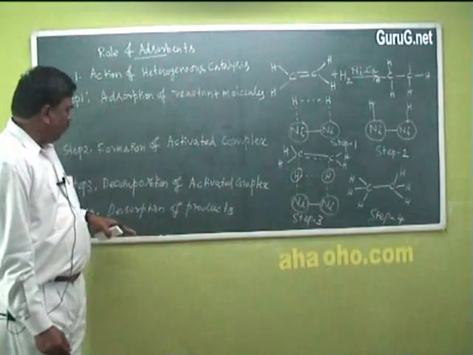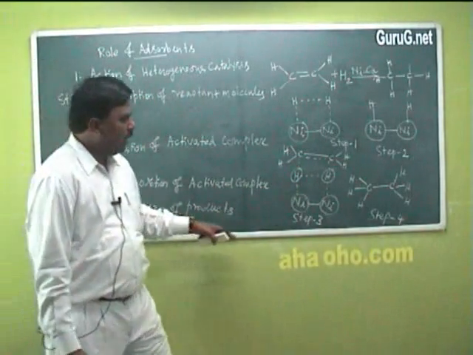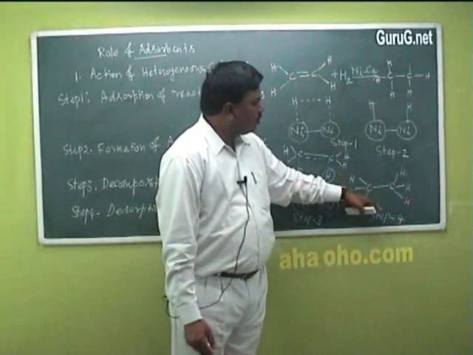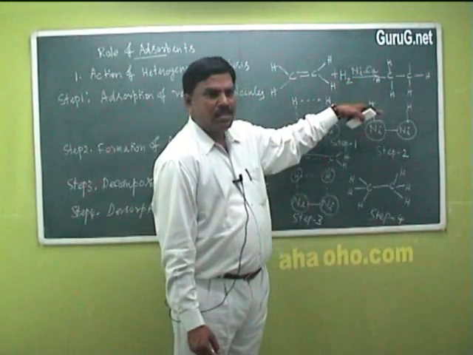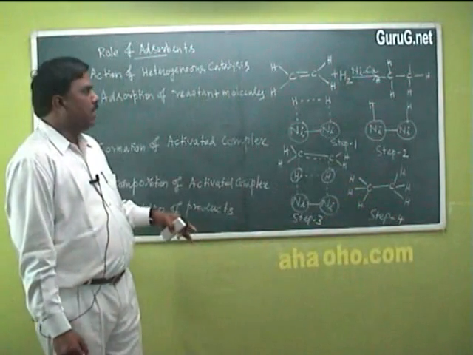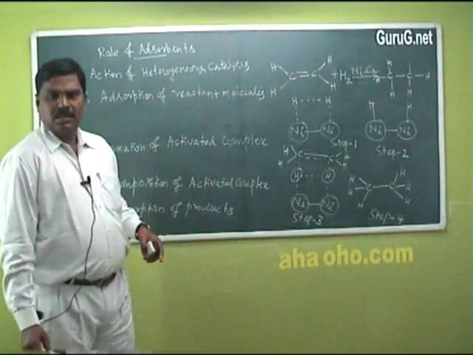Then step 4 is desorption of the product. This ethane product formed on the solid nickel catalyst surface gets away from the solid surface. These are the 4 different steps involved in heterogeneous solid catalysis reactions.